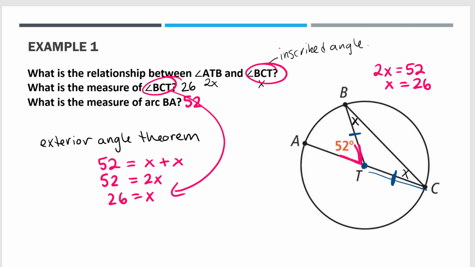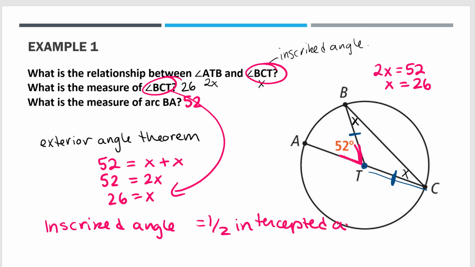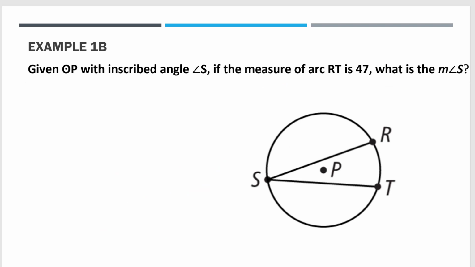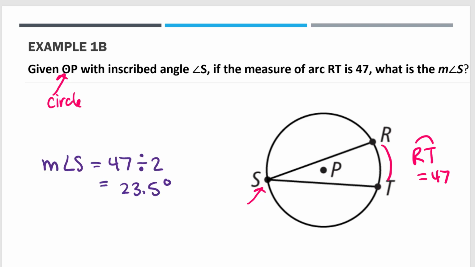Proving again that an inscribed angle is 1/2 of the intercepted arc. In example 1b, we have a circle. Remember, this is circle with center P, and it has an inscribed angle at S. If the measure of the arc RT is 47, what is the measure of angle S? So pause and answer this question. So the measure of the inscribed angle is half of the intercepted arc. And that's again because the inscribed angle by definition is half of the intercepted arc.